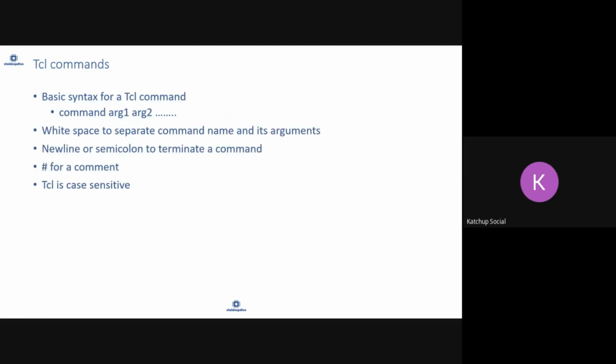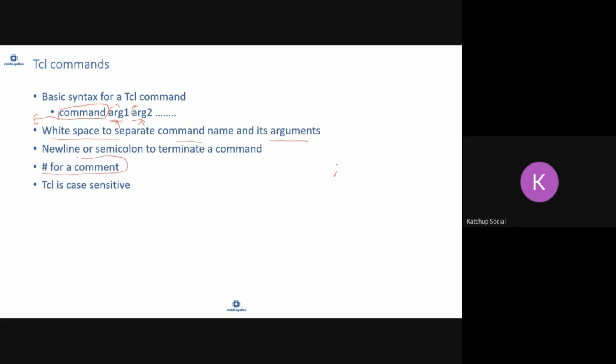So let's understand the very basics of Tcl. Tcl typically has this kind of syntax: you have some command, then the arguments of that command, separated by spaces. Primarily each of these arguments is just a string, since the primary data type of Tcl is string. White space separates the command name from its arguments. A new line means the command is terminated, or you can use a semicolon to terminate a command.